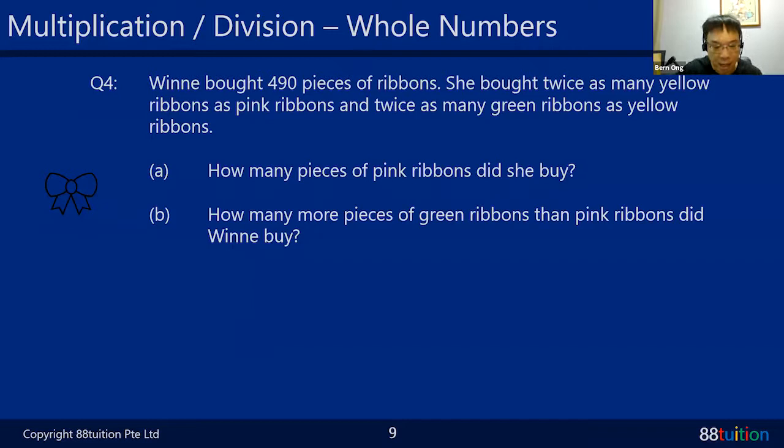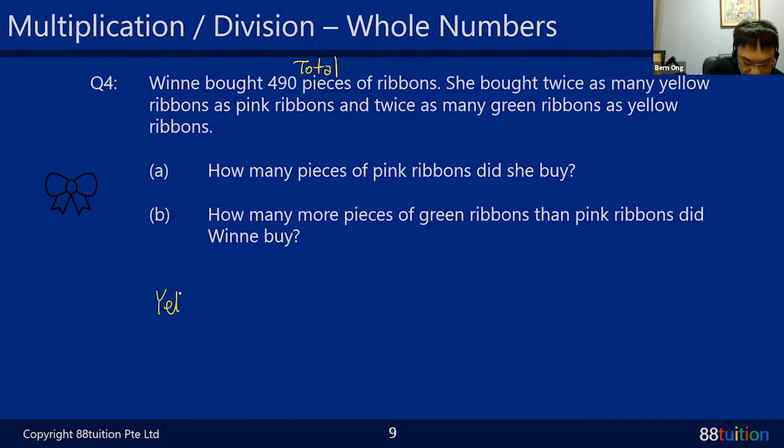Winnie the Pooh. Hey, Winnie the Pooh. Oh, sorry, today I'm in the mood of singing. Winnie bought 490 pieces of ribbons. So that's the total ribbons. This is the total. Then let's take a look at the clue. She bought twice as many yellow as pink. Okay, do that first.